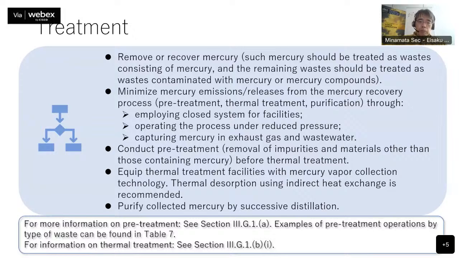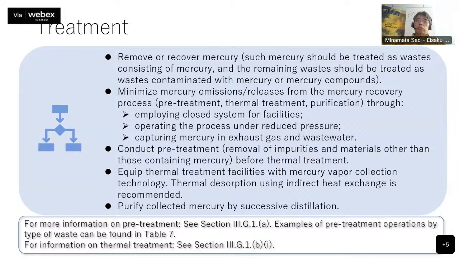Removed or recovered mercury should be treated as waste consisting of mercury, and the remaining waste should be treated as waste contaminated with mercury. If part of the remaining waste is not contaminated with mercury, they could be used as recyclable materials. The mercury recovery process includes pretreatment, thermal treatment, and purification.